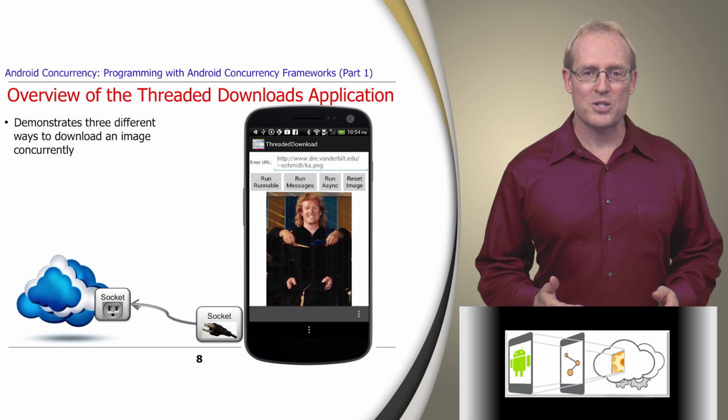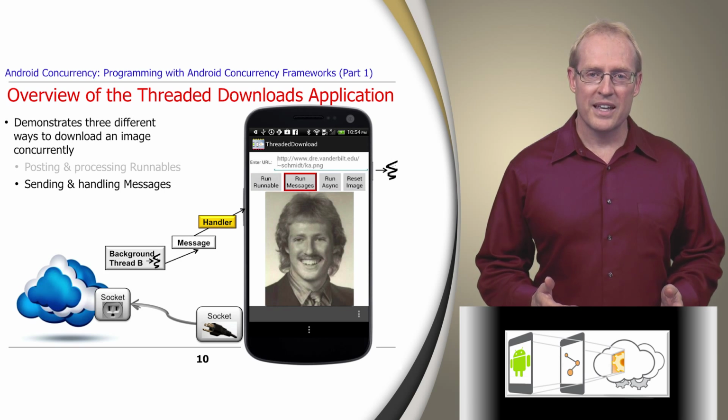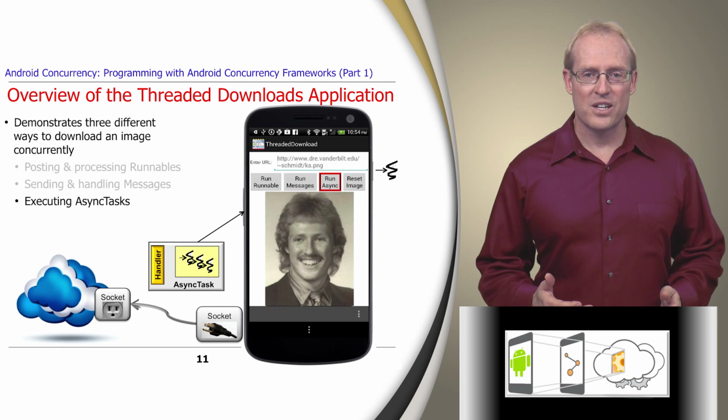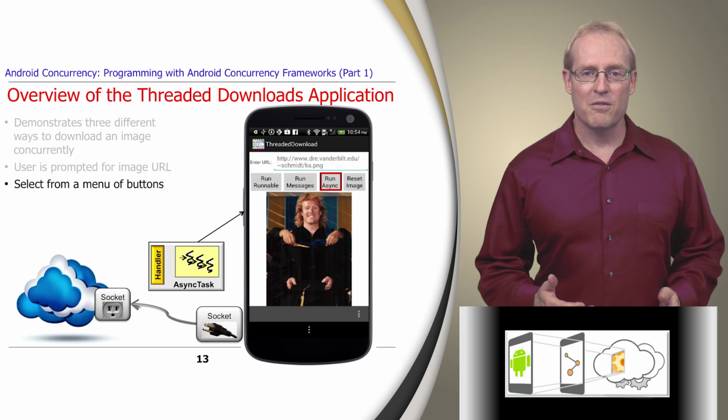This application demonstrates three different ways to download an image concurrently: by posting and processing runnables, sending and handling messages, and executing async tasks using the concurrency idioms supported by the Android concurrency frameworks. The application prompts the user to enter the URL for the desired image. After entering the URL, the user can initiate the download concurrently by clicking a button from a menu of buttons configured via an XML-based resource file.